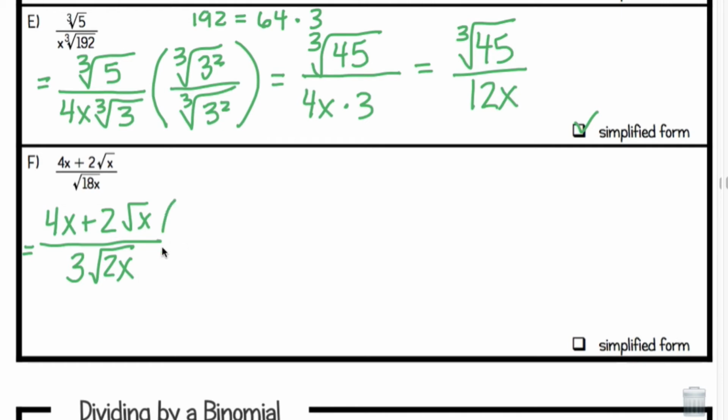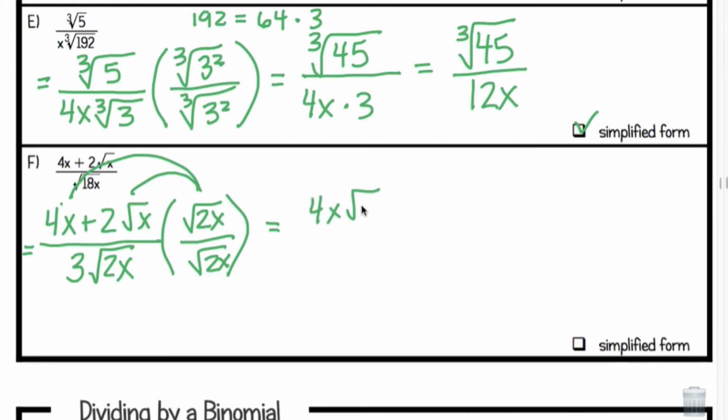I'm going to multiply to rationalize the square root of 2x times the square root of 2x. And I don't have to do a squared this time because it's not a cubed root, it's a square root. And in this case, I'm going to have to distribute this to both of these. So I'll have 4x times the square root of 2x plus 2 times the square root of 2x squared. Don't forget x times x is x squared. Down here, I know I'm going to have 3 times 2x.